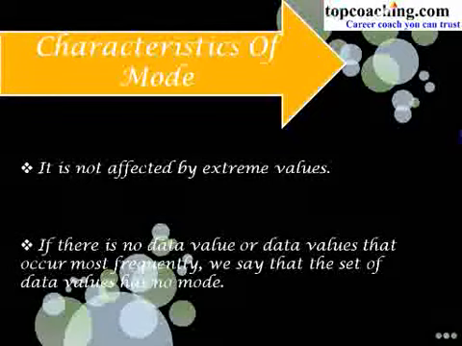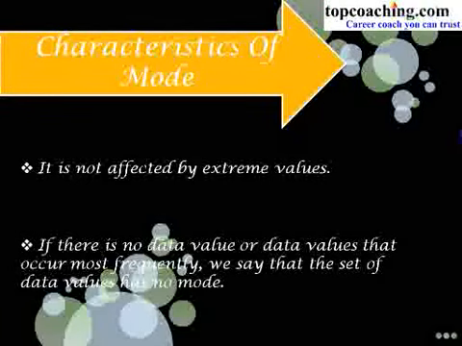Let's say there is a series of numbers from 1 to 10, then the mode of that series is nothing. Why? Because from 1 to 10 there are a total of 10 numbers and none of them has occurred more than once.